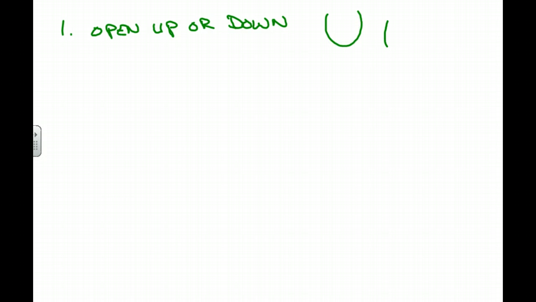Okay? So let's move along with what we're going to do here. A few things that we're interested in when it comes to graphing parabolas. We want to know, one, whether it opens up or down. Is it a smiley face? Is it a sad face? We also want to know what the y-intercept is.